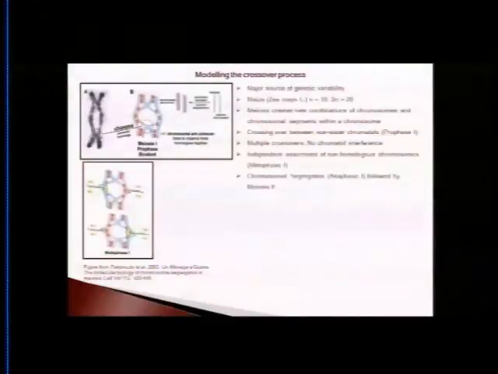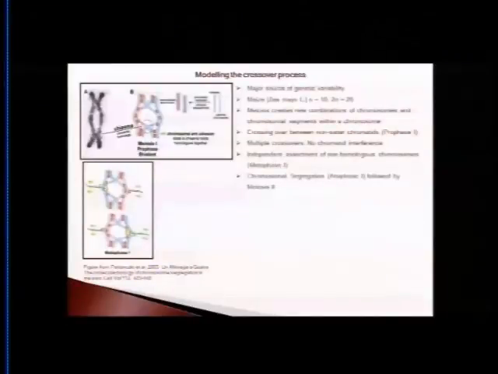And when there are multiple crossovers, any of the two sister chromatids participates in the crossover, irrespective of whether it was involved in other crossovers. This has been termed no chromatid interference. So we assume no chromatid interference throughout our modeling process.